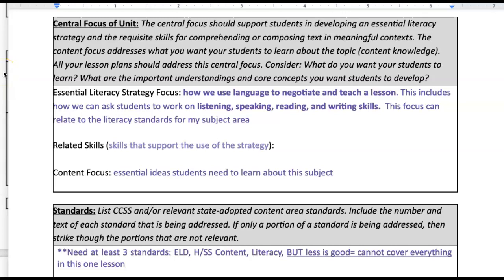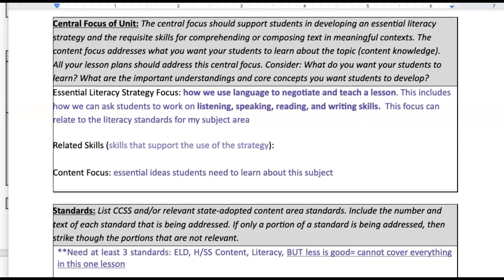Hi everyone. Here are some of the things that I think are important to have in a lesson plan. So first of all, of course, the central focus of the unit or of the lesson itself. The content focus is the main idea, main topic that we will be teaching about. And then the essential literacy strategy focus, how we use language to negotiate and teach a lesson.